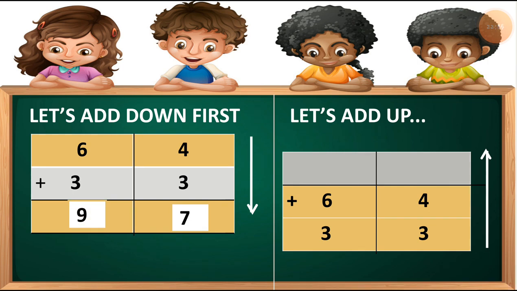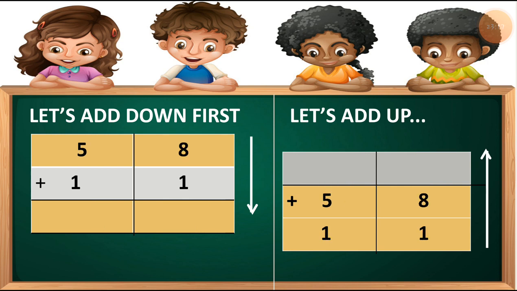Now let's check by adding upside, and the ones column is 3 and 4. So let's take 3 first. So 3 plus 4 is equal to 7. So I write number 7 there. And let's move to the tens column. Here you can see 3 plus 6. Just keep this in your mind, we take 3 first. 3 plus 6 is equal to 9. So you can check our answer is the same on both sides. Downside also 97, and upside the answer is also 97. So you can see both sides have the same answer.